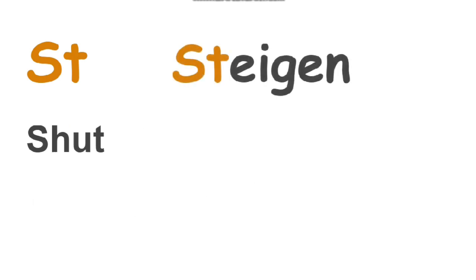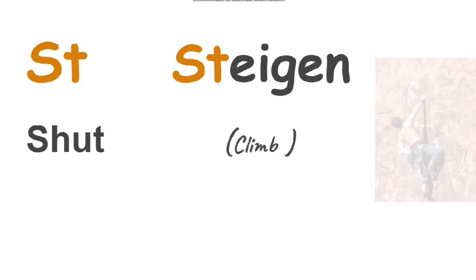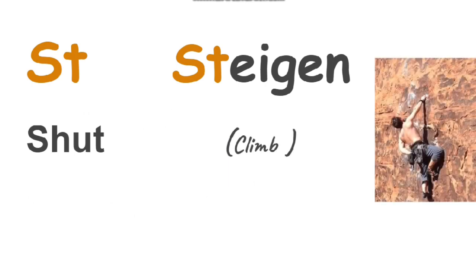The next combination is ST. ST sounds as sht. The word with this combination is steigen, which means climb. If ST comes at the start, it gives the sht sound, like steigen. If ST comes in the middle or end, it gives the st sound, like kannst.